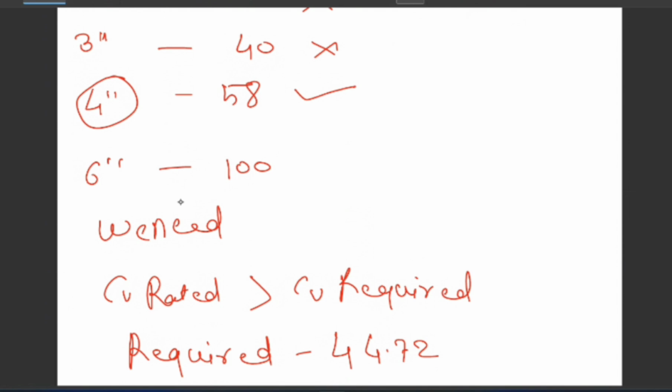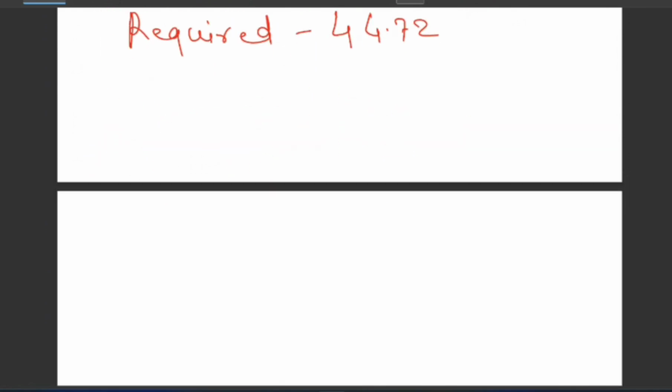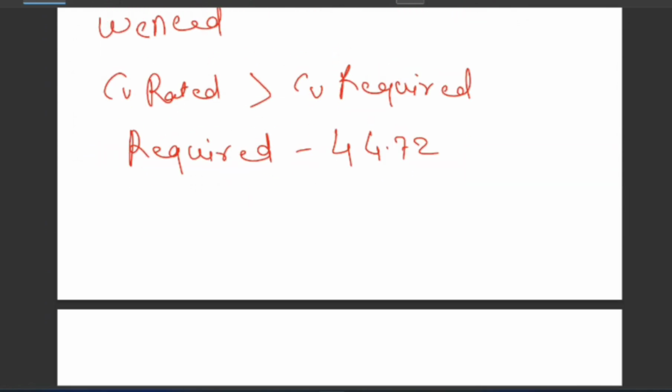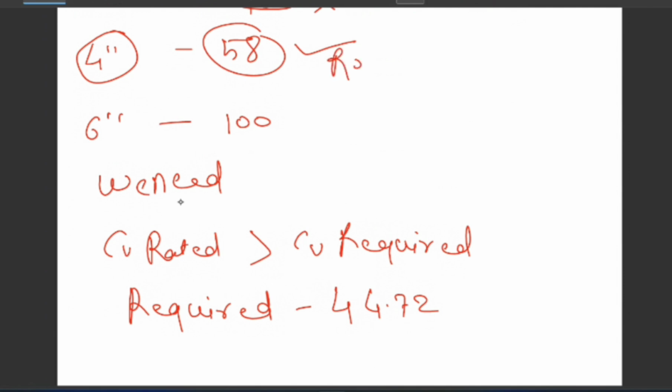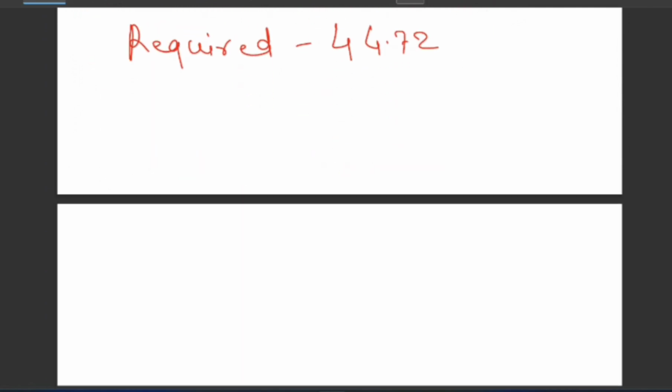So our required is 44, and the nearest value of 44 is 58. So we cannot select 40, so we need to select 58. Okay, this is the rule. So this is the recommended valve. Okay, next is valve opening. It's very important, valve opening.